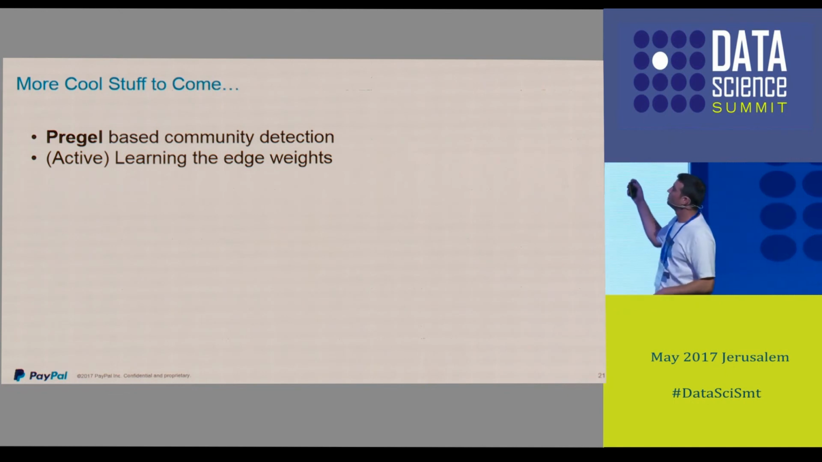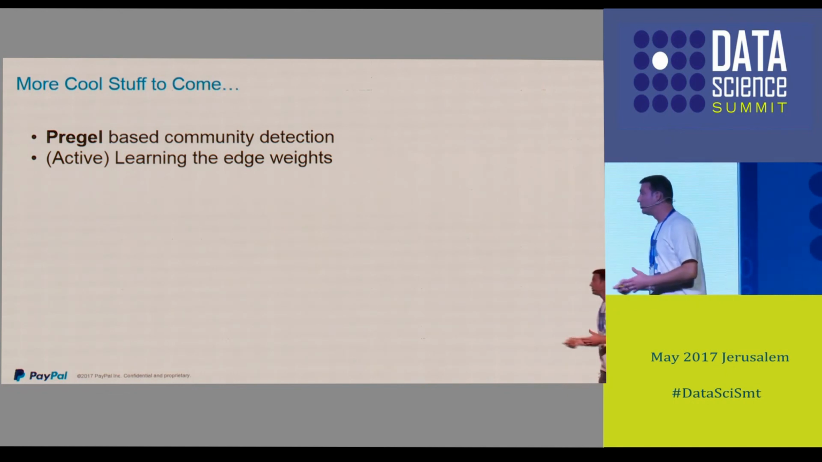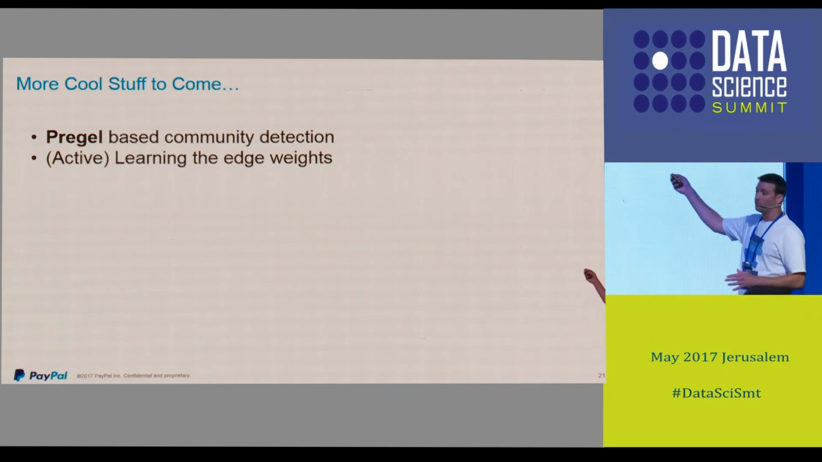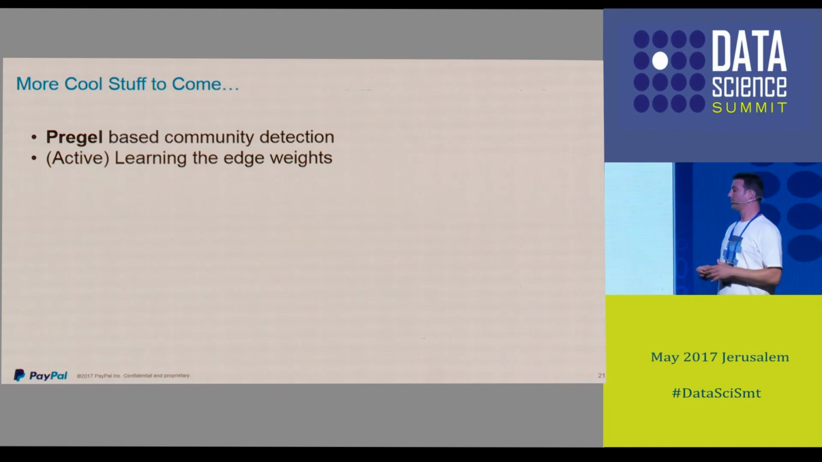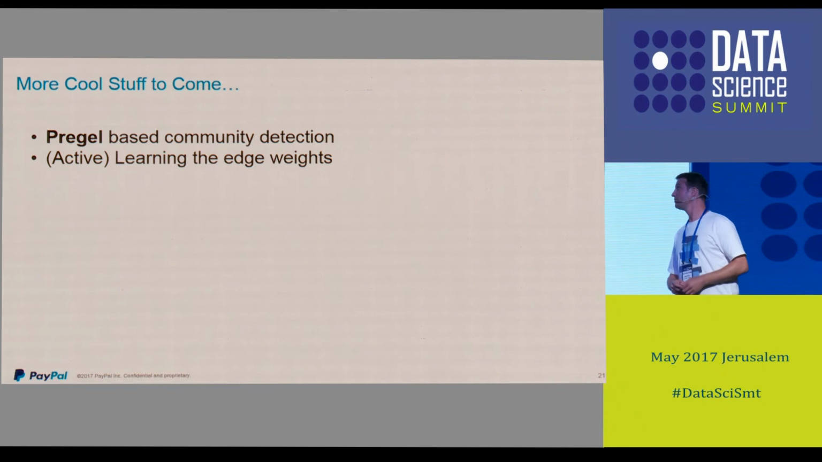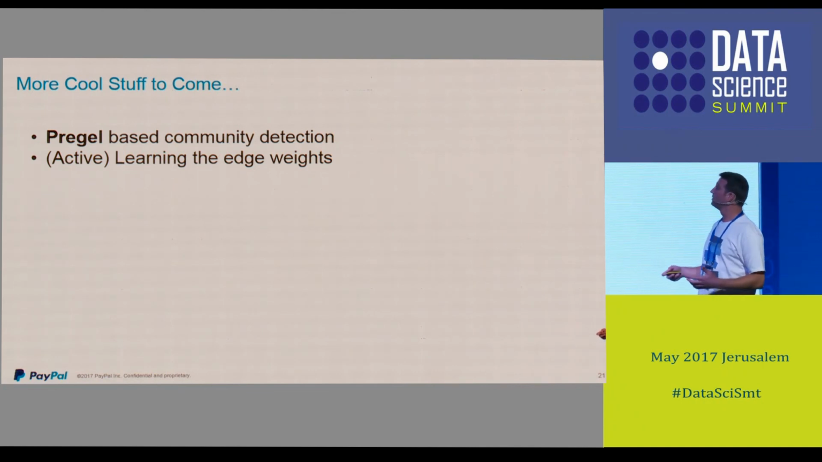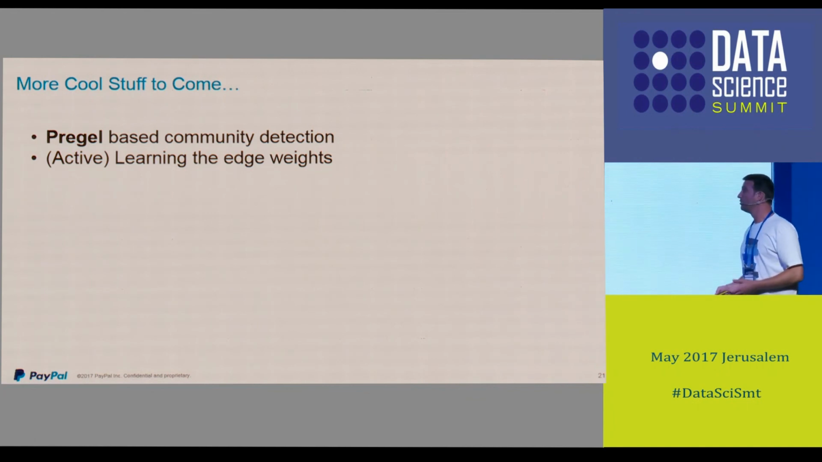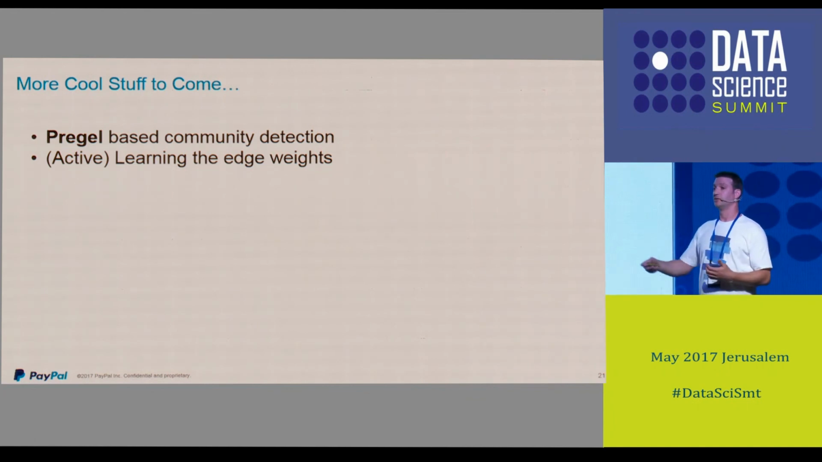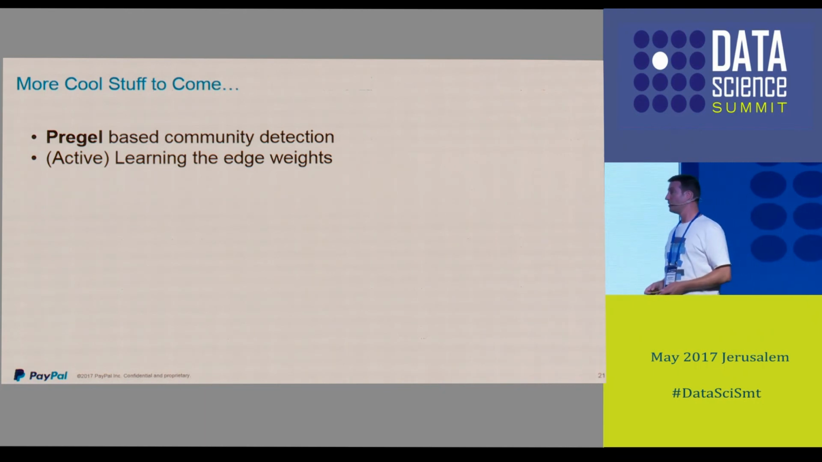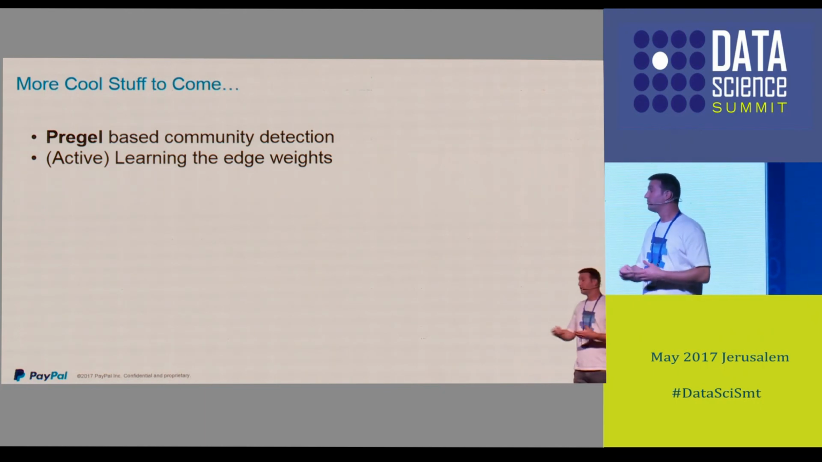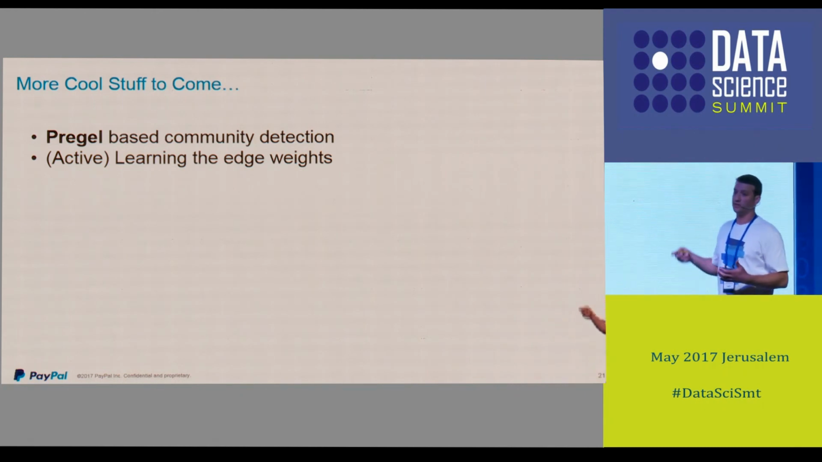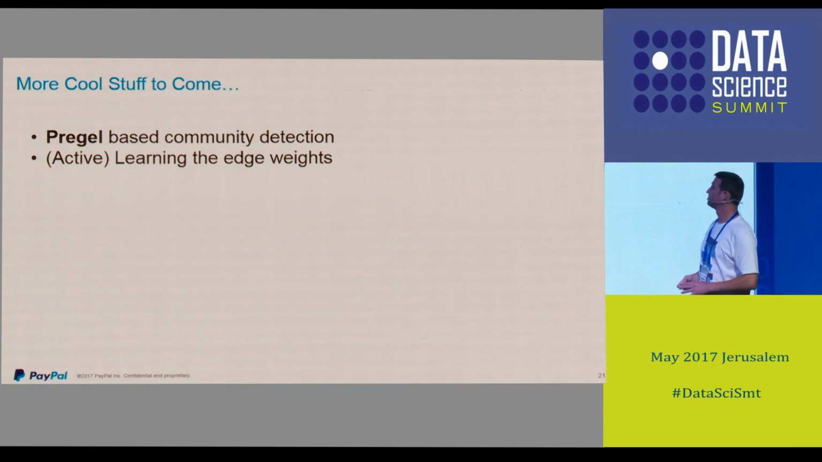So we are looking to extend our community detection algorithms to a Pregel-based algorithm. Pregel is a graph algorithm approach invented by Google. And if you can implement your algorithm the Pregel way, you are assured that you can run it on multiple technologies. And better than that, you get for free all the optimizations that are meant for this kind of algorithm.